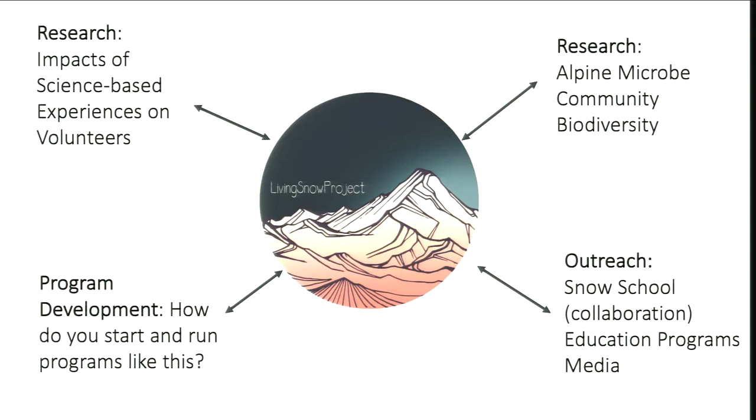And then I'm going to talk a little bit about program development. So how does a scientist like myself go and start a program like this? How do I develop a program like this? Not every scientist decides to engage in the community in quite this way. So I'm going to talk about the process that I've gone through to develop the Living Snow Project, and then the different outreach components that include some other collaborations outside of just my lab here at Western.